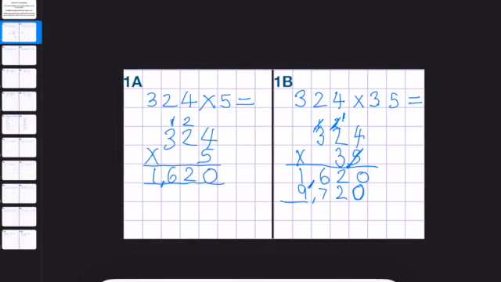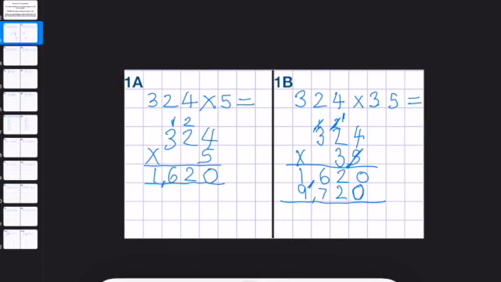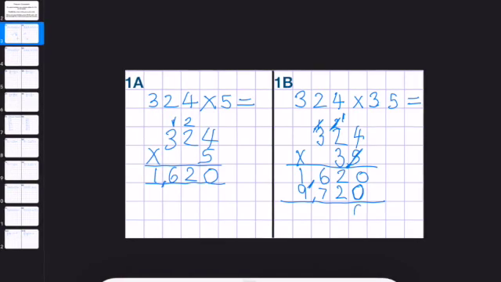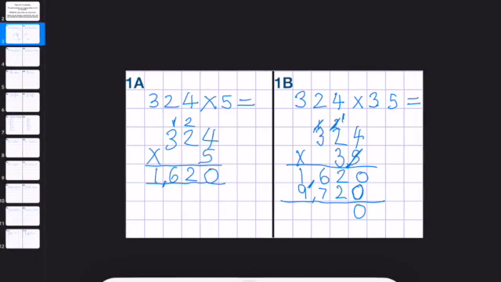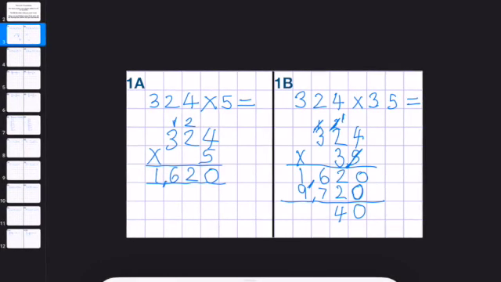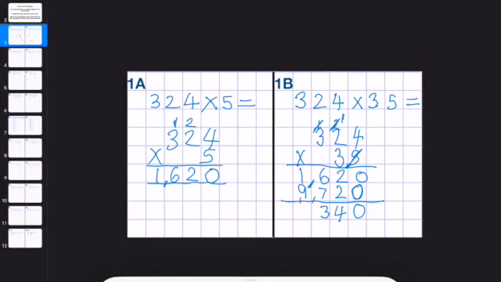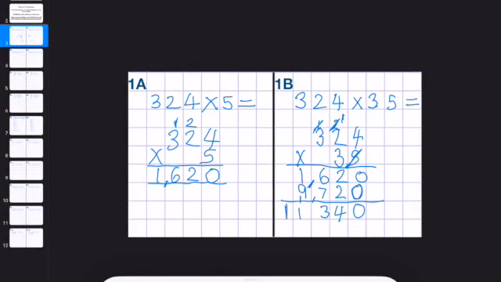I now need to add these two numbers together. 0 add 0 is 0. 2 add 2 is 4. 7 add 6 is 13. So I put a 3 here, carry my 1. 9, 10, 11. So my answer for 1B is 11,340.